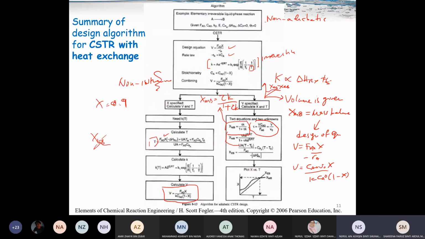Okay, so bila you dapat dua ni, you akan dapat intersection untuk calculate what is T dengan what is X. Okay, so you kena construct this, plot lah. Okay, you kena letak. So information yang kita perlukan adalah, okay, katakan this is XMB and this is XEB.